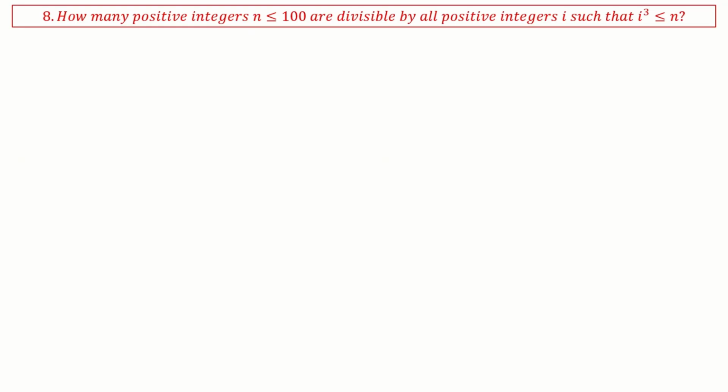How many positive integers n less than 100 are divisible by all positive integers i such that i cube is less than or equal to n? Okay, so this is really very surprising question in 2 marks actually. This is really hard actually.